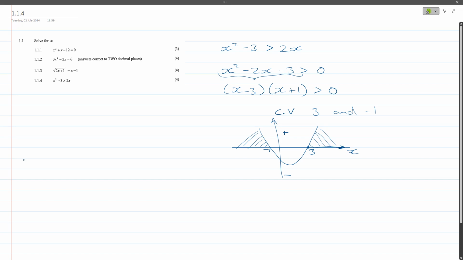And we can see here that it would be from 3 onwards and from minus 1 downwards. So our answer, you can write it as x is either smaller than minus 1 or x is greater than 3.